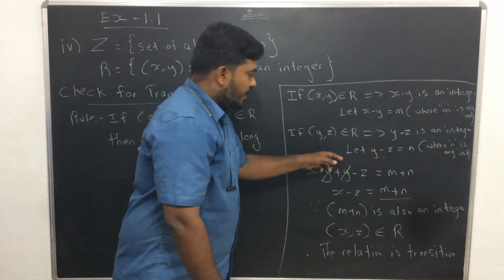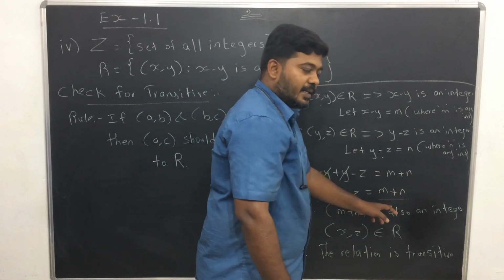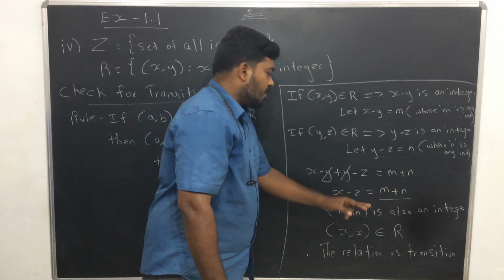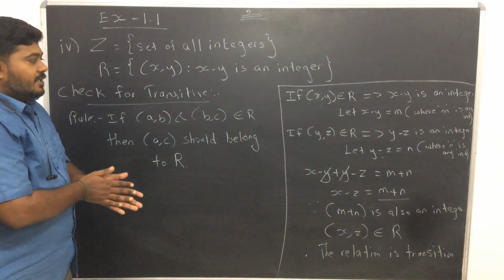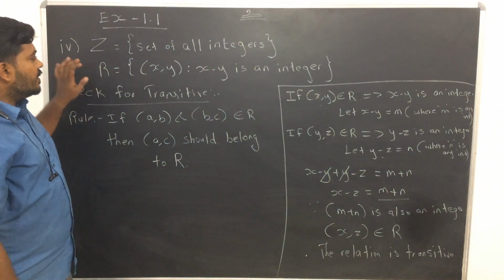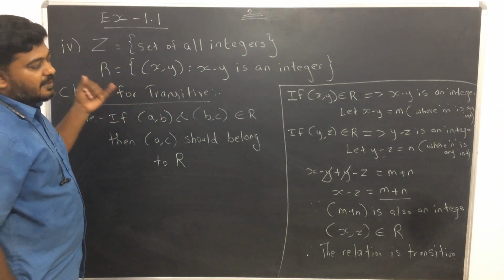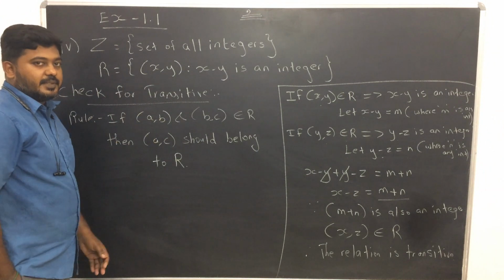Then we add these two equations. When we add, we get x minus z is equal to m plus n. M plus n is also an integer. So x comma z will belong to the relation R. Therefore, this relation is transitive. So what is the final answer that we get? For this sum, this relation is reflexive, it is symmetric, and it is transitive.